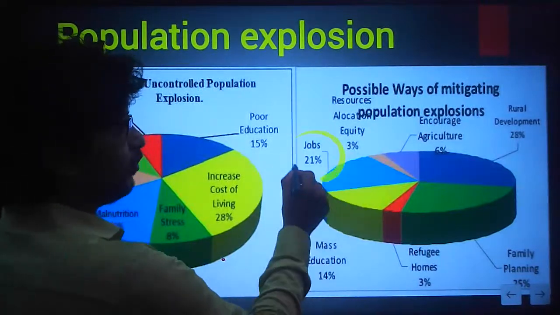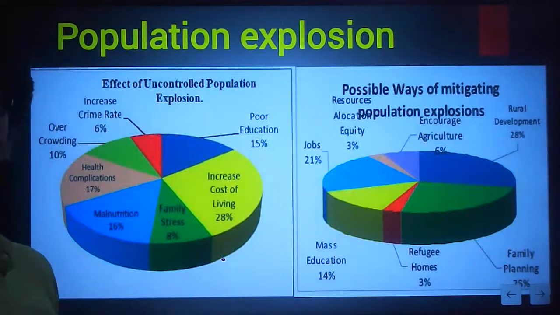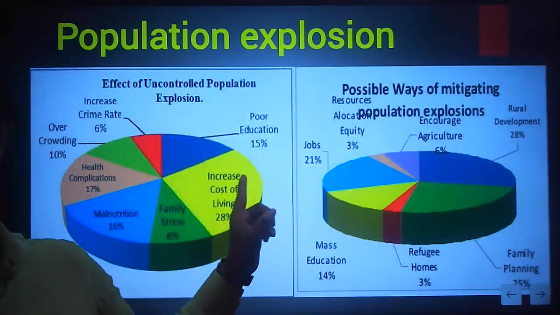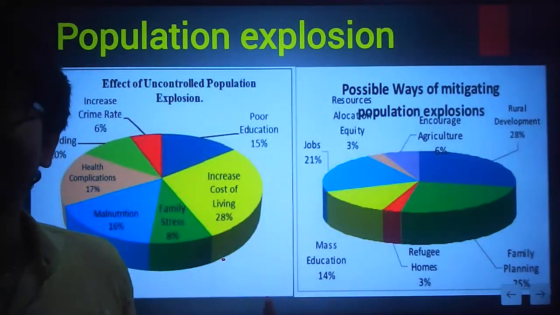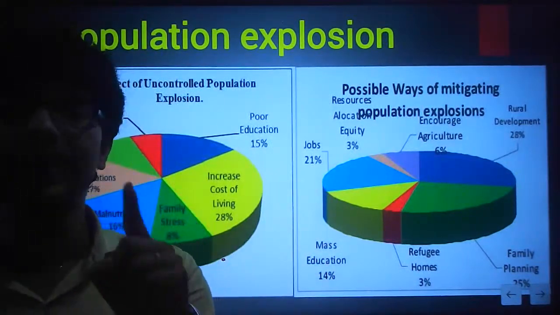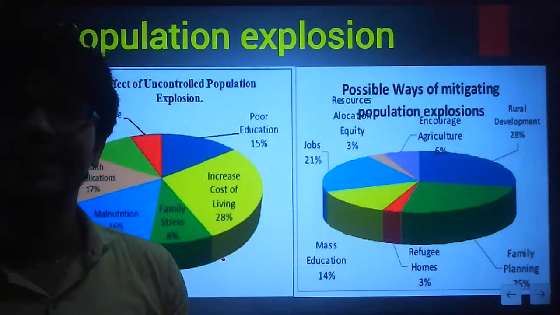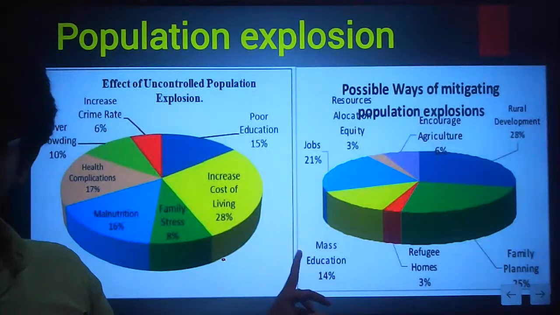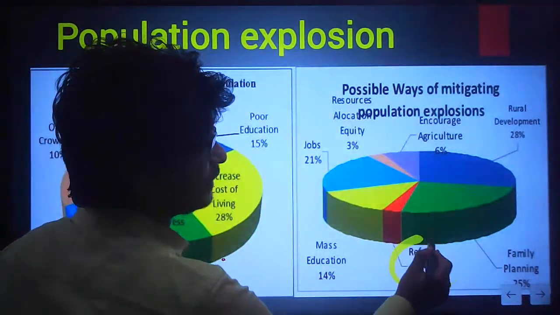So jobs account for 21 percent. Then mass education. They can give mass education. That is why you are being given this particular chapter, reproductive health. You must know why we are studying this chapter: because you play a very important role in the development and welfare of our country, India, right? So mass education is also very important. And refugee homes, about 3 percent.